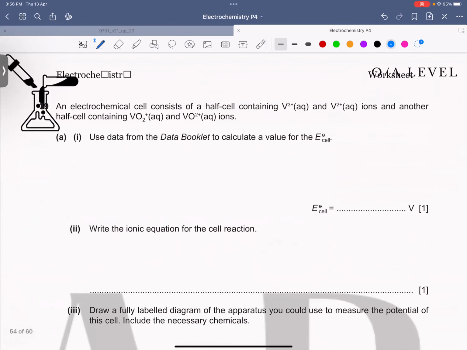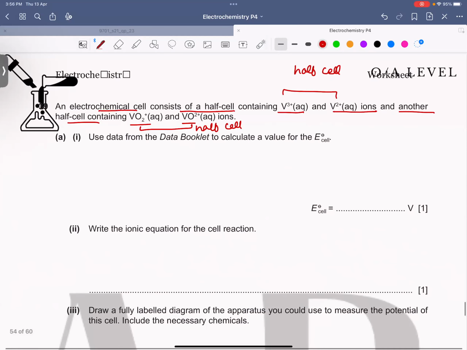Now have a look over here. An electrochemical cell consists of a half cell containing V3+ and V2+ ions. So this is one half cell. And another half cell containing VO2+ and VO2+. This is another half cell. Use the data from the data booklet to calculate the value for the E0 cell. We'll do it. Look at the next part: write the ionic equation for the cell reaction.